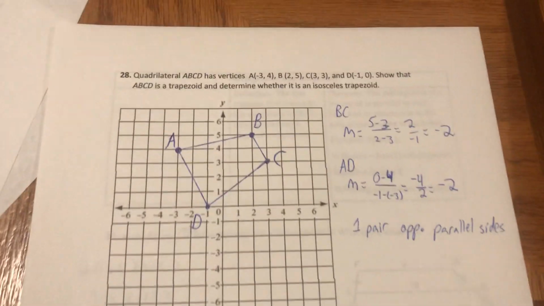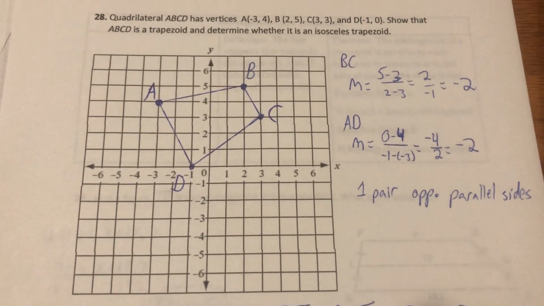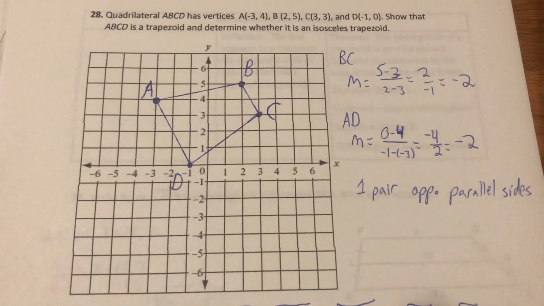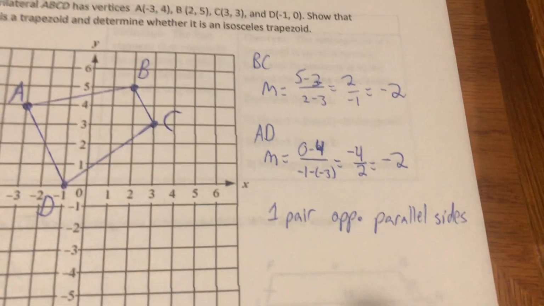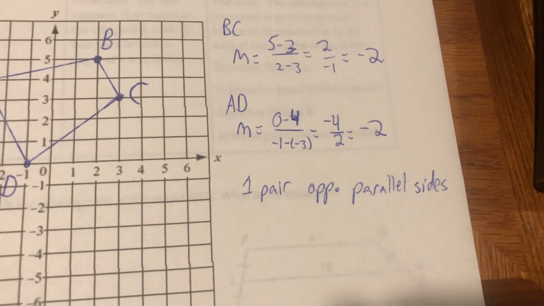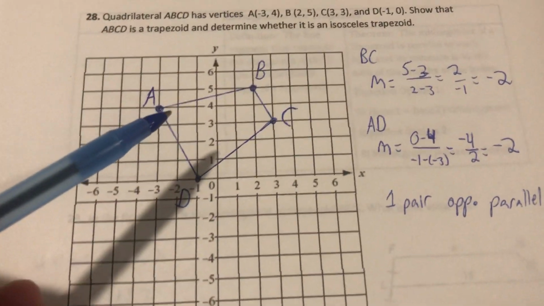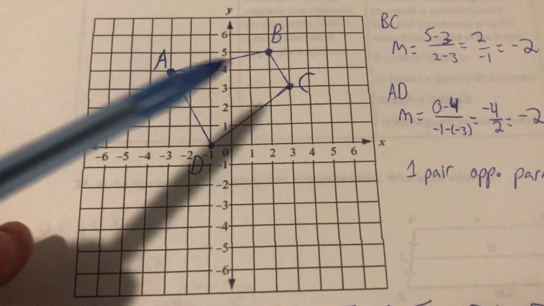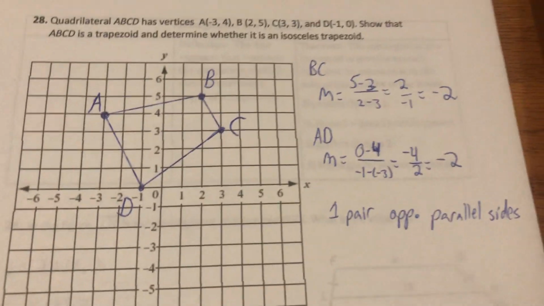All right, so the next page, 16. Here we have proving an isosceles trapezoid on the coordinate plane. Looking at my graph, it didn't look like AB and DC are going to be parallel. There's a chance that AD and BC are. So I'm going to start off by taking their slopes. Slope of BC ends up being -2. Slope of AD ends up being -2. So we do have one pair of opposite parallel sides, so the shape is a trapezoid. Now we need to investigate whether AB and DC are congruent or not. If they are congruent, it's an isosceles trapezoid. If they're not congruent, it's just your average trapezoid.